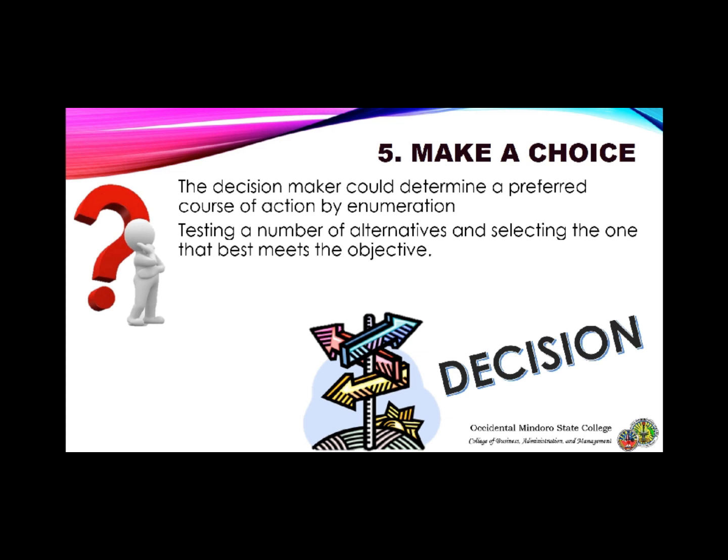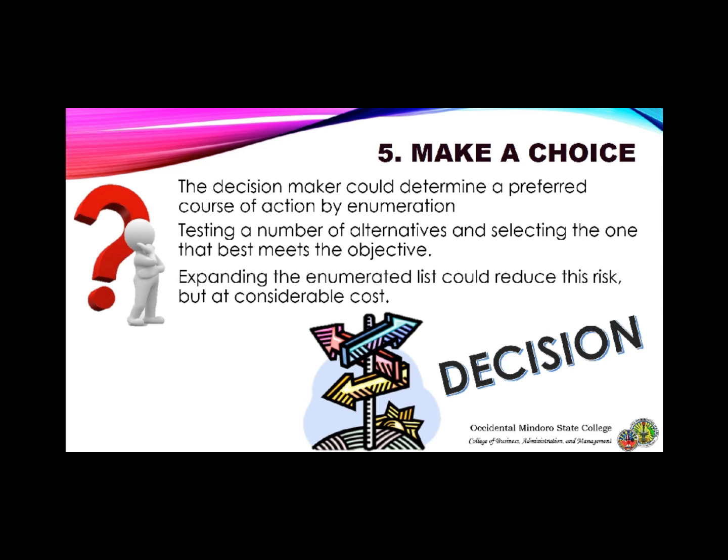Example, what if the car company drew up a list of 24 different pricing and production plans, computed the profit of each, and settled on the best of the lot? How could management be sure this choice is truly the best of all possible plans? What if a more profitable plan, say, the 25th candidate, is overlooked? Expanding the enumerated list could reduce the risk, but at considerable cost.